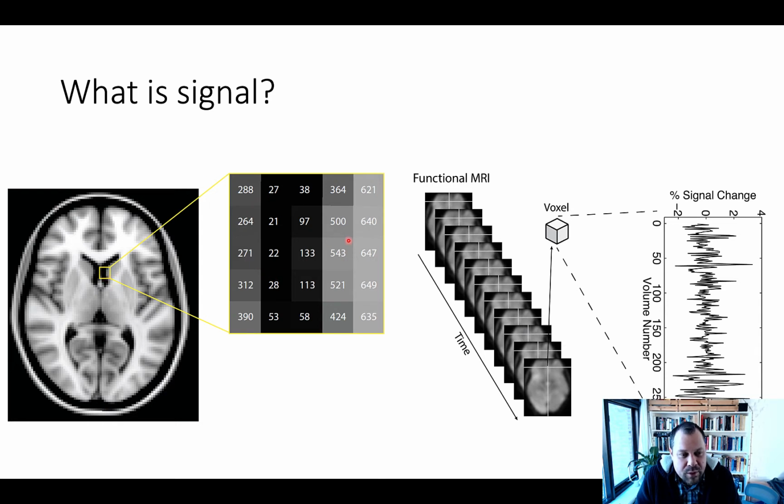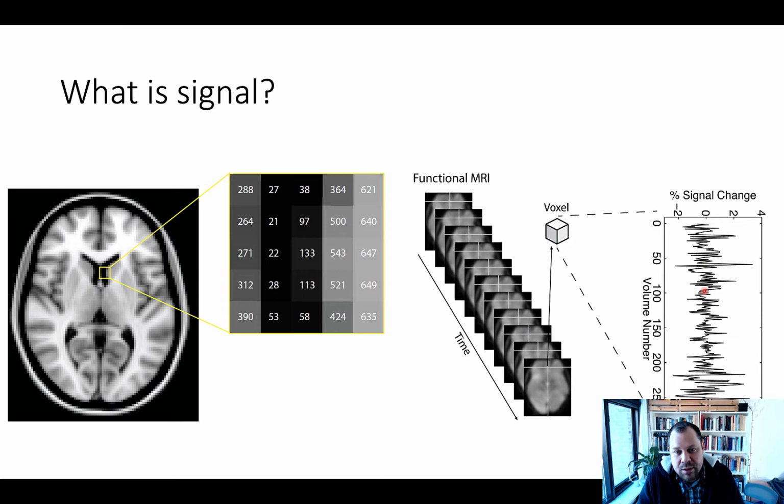So this image here, which is a T1 anatomical image of the brain, allows us to distinguish between different tissue types. So signal in this case is the ability to identify different tissue types, such as cerebrospinal fluid, shown here in gray, versus gray matter, shown here, for instance, in the caudate nucleus, versus white matter, shown here in this fiber tract.